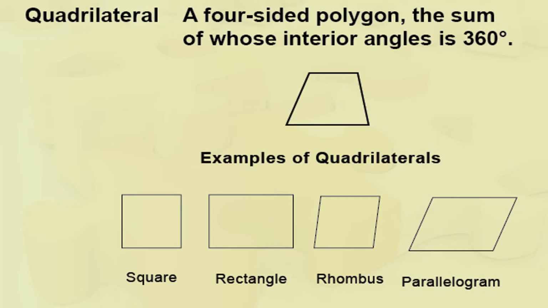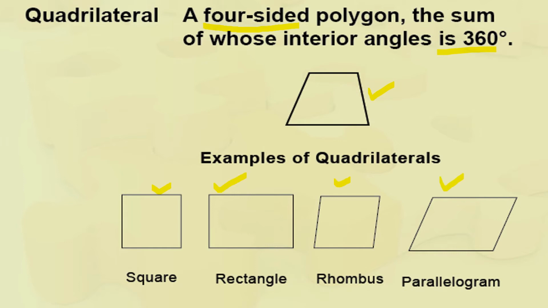Then we are going to learn about the quadrilateral, a four-sided polygon. The sum of its four interior angles is 360 degrees. So a quadrilateral is a four-sided polygon whose interior angles sum to 360 degrees. It is the example figure for the quadrilateral. These are the example figures for quadrilateral: square, rectangle, rhombus, and parallelogram.